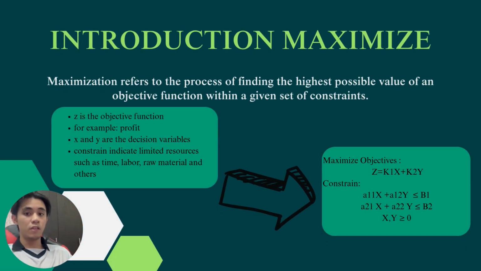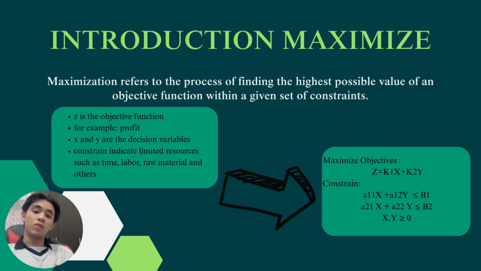Okay, so I'll be giving the introduction of maximize. So what does it mean by maximize? Maximization refers to the process of finding the highest possible value of an objective function within a given set of constraints. So on the left side, Z is for the objective function, for example, profit. X and Y are the decision variables. And the last one, constraint, indicates limited resources such as time, labor, raw material, and others.